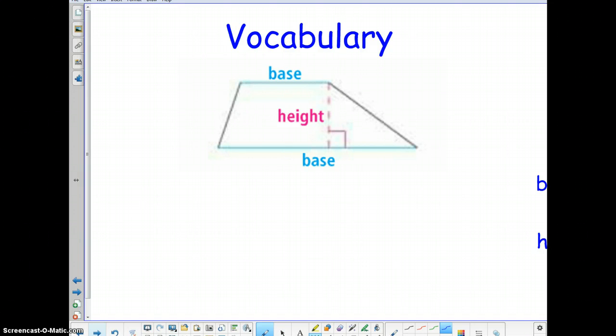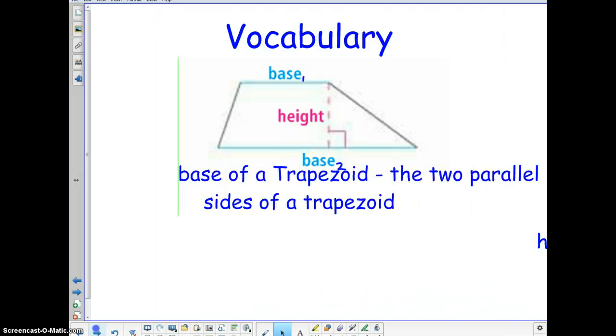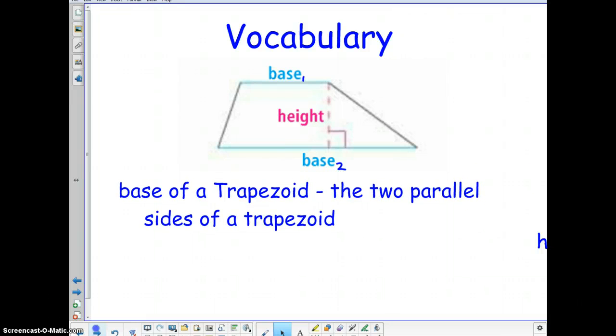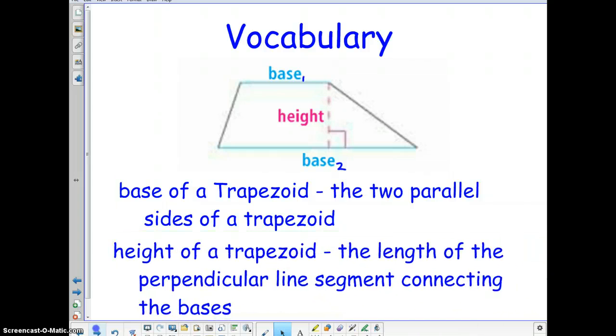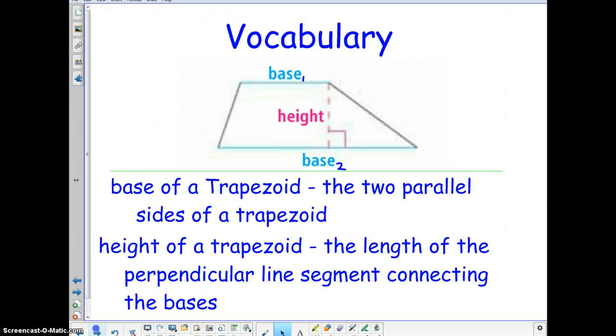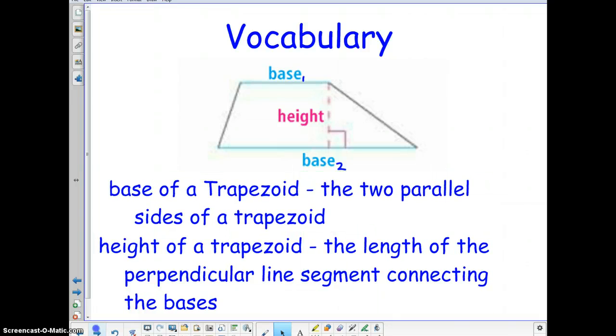In this case, this would probably be base 1, and base 2 would be down here. The longer one is usually the second one. So now we have two definitions. We have the base of a trapezoid, which is the two parallel sides of the trapezoid, and the height of a trapezoid, which is the length of the perpendicular line segment connecting the two bases. The height is in red right here, and that's that imaginary line that is perpendicular to the two bases. If you need extra time to write that down, just have the sub pause the video, and you can take as much time as you need to copy that down onto your vocab sheet that should already be out.